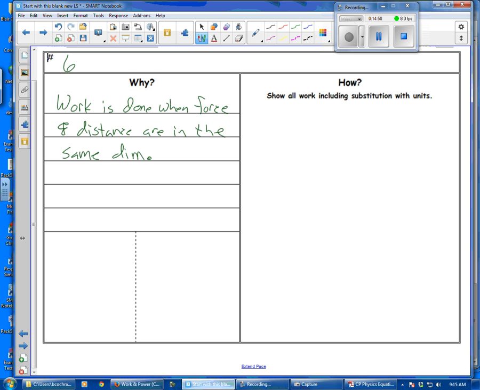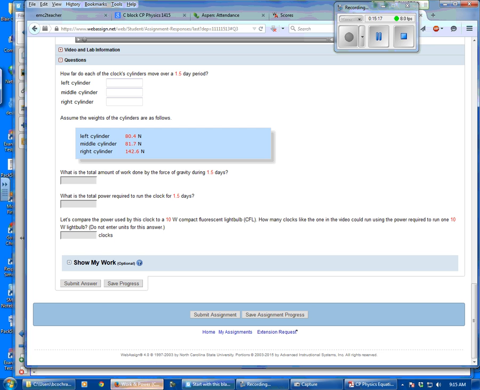I would also make sure in my Y I showed that I understand that power is the rate work is done. And just double check, but I think that's all the understandings we need to show for this problem.